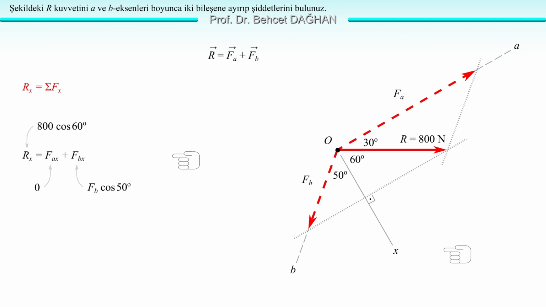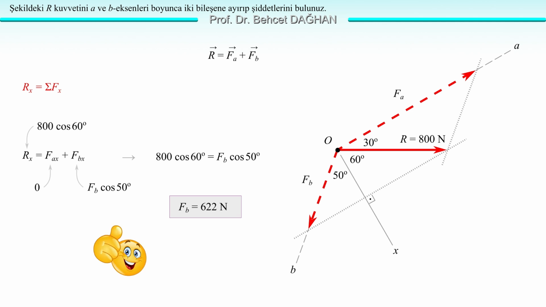Yes, from here, we can find Fb directly. 800 cosine 60 equals Fb times cosine 50. We get Fb equals 622 Newton. That's it for this problem.